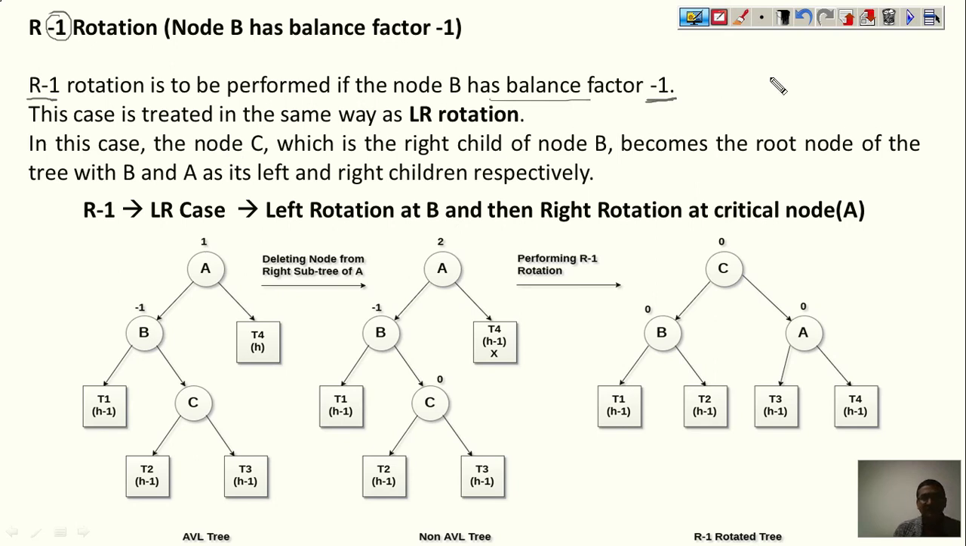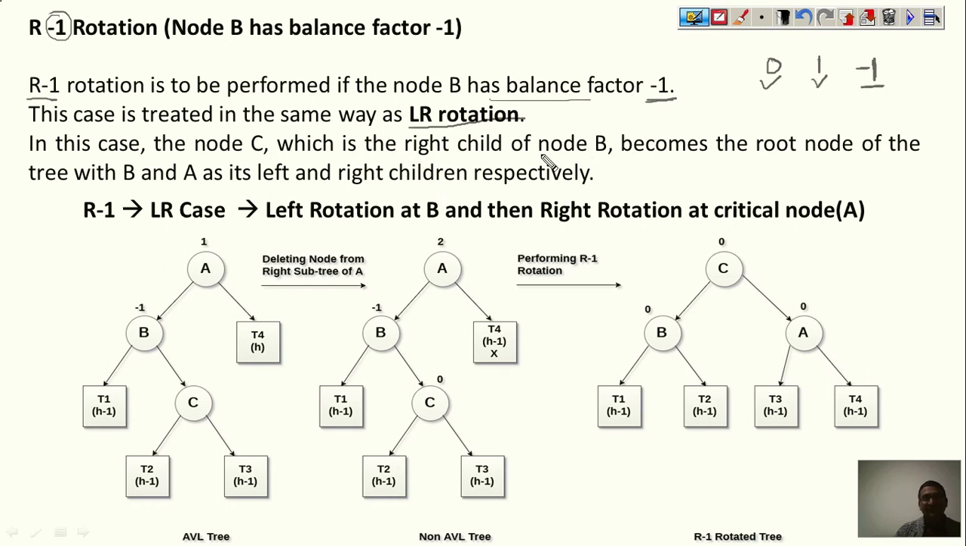We have three possible values: either 0 or 1 or minus 1. We discussed the 0 case, we discussed the 1 case, and the third possibility is minus 1. This is what we are discussing now. This case is treated in the same way as LR rotation. So whenever you find this case, we will be doing an LR rotation kind of activity that we have already discussed during insertion. What is going to be observed here? The node C, which is the right child of node B, becomes the root node of the tree with B and A as its left and right child respectively.